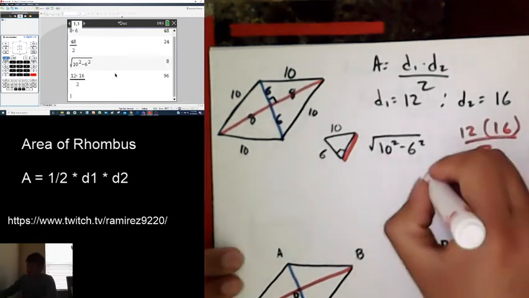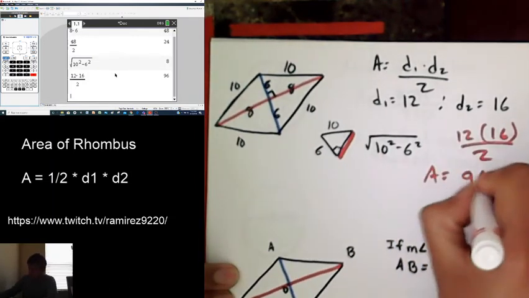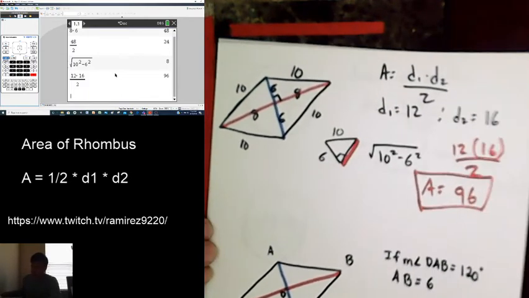And so the area of this rhombus is 96. So again, notice when you can use Pythagorean theorem. Very important you know when to use it. We look at the one below it.